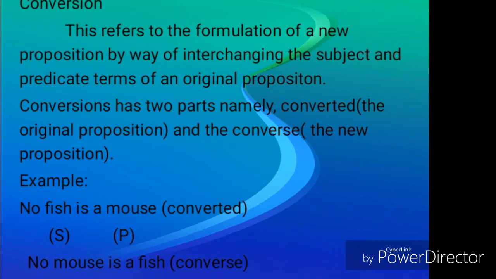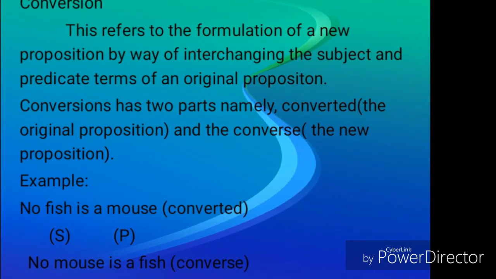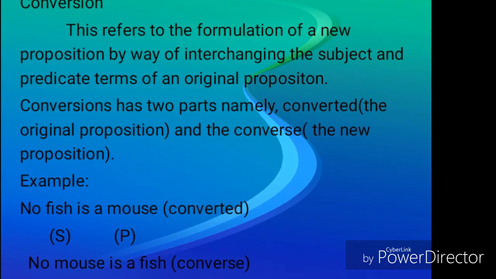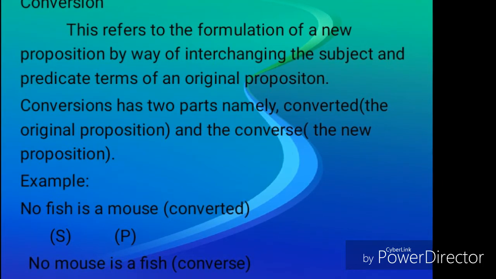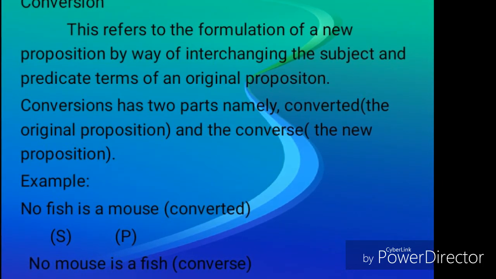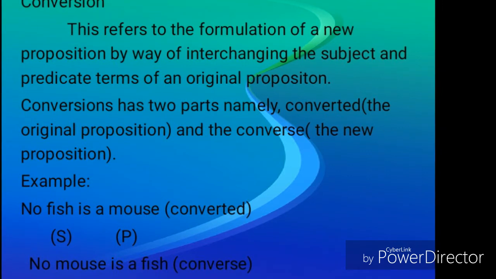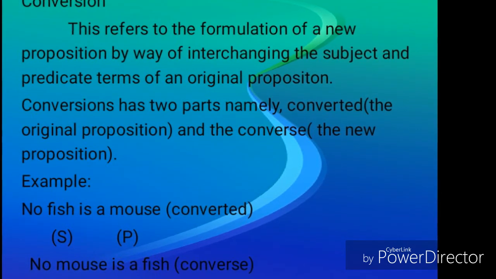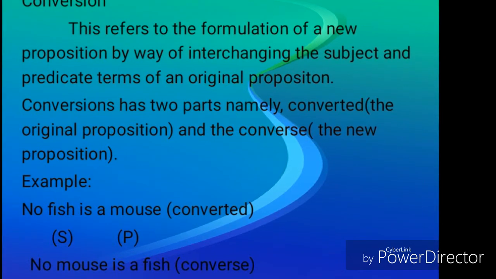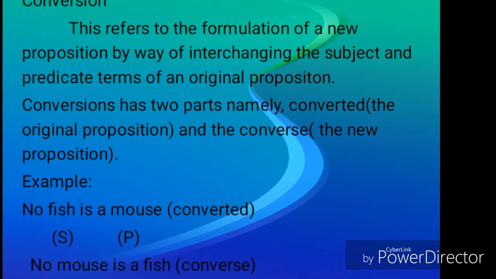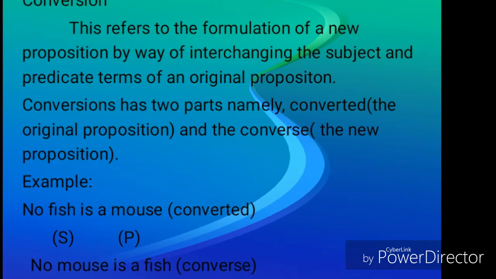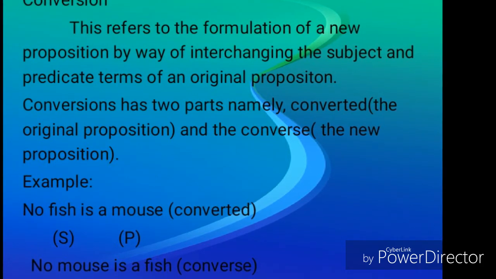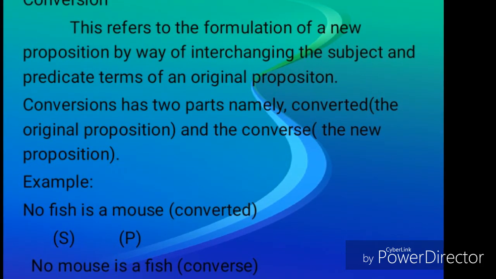There are four kinds of eduction, namely conversion, obversion, contraposition, and inversion. First, conversion. This refers to the formulation of a new proposition by way of interchanging the subject and predicate terms of an original proposition.